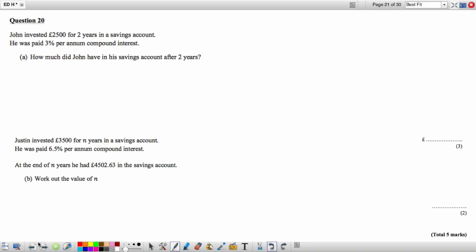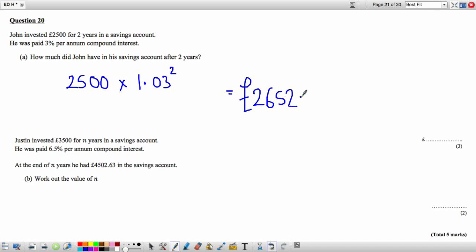Question number 20. John invested £2,500 for 2 years in a savings account. He was paid 3% per annum compound interest. How much did John have in his savings account after 2 years? We take the value of his investment, 2,500, we multiply by a percentage increase of 3% and our multiplier, which is 1.03 to the power 2, because for 2 years. This gives us our total at the end, which is 2652.25.